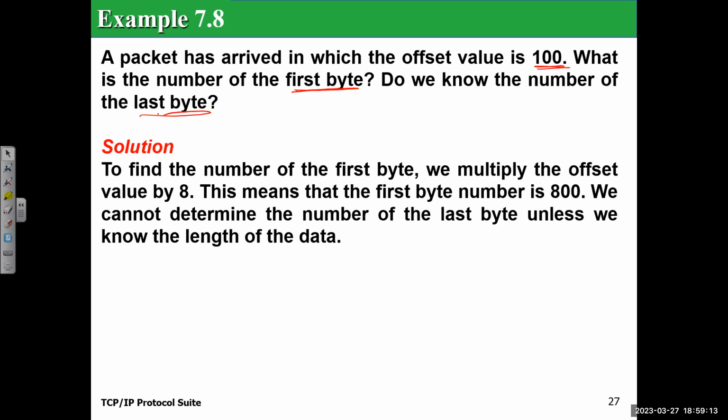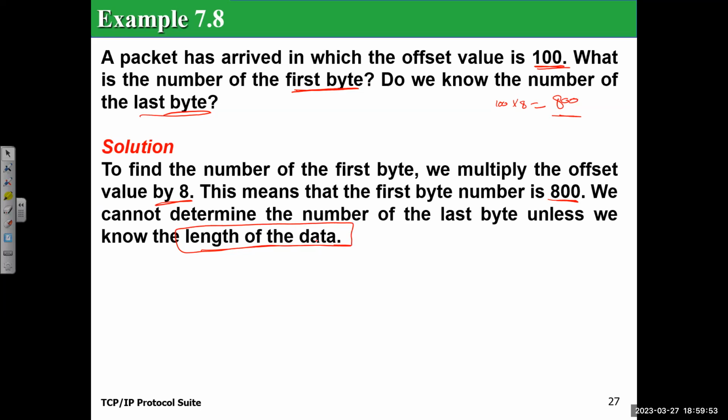So when the offset is 100, remember, we divide by 8, but here, to find the exact location, we multiply it by 8, right? That's 800. To find the number of the first byte, we multiply the offset by 8. So the first byte number is 800. We cannot determine the number of the last byte unless we know the length of data, correct?